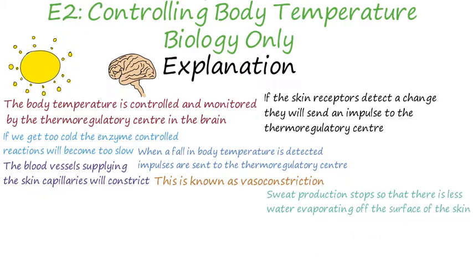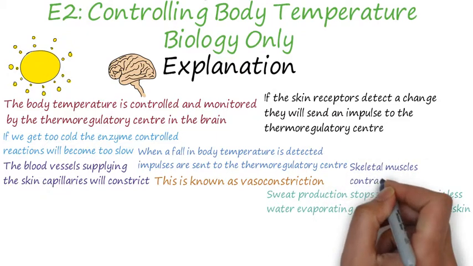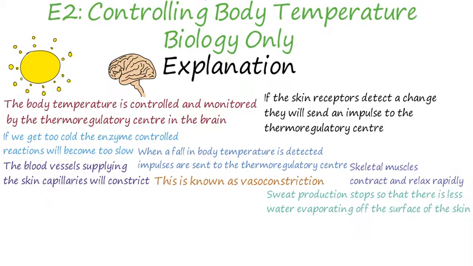Sweat production stops so that there is less water evaporating off the surface of the skin and again less energy being transferred. Then finally, your skeletal muscles will contract and relax rapidly. This is known as shivering. This requires lots of energy from respiration. Respiration is an exothermic process and so your body temperature will rise.